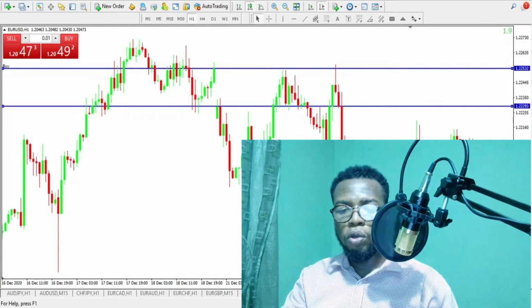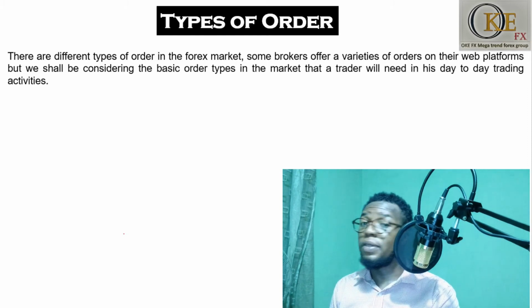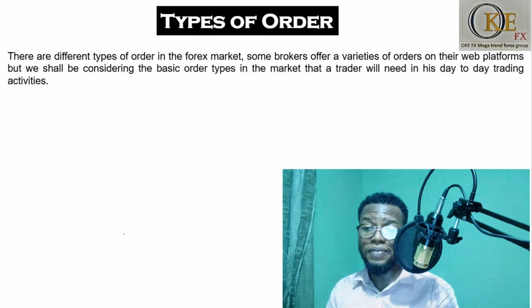So let's continue from where we actually stopped. Types of order. We continue. So there are different types of order in the forex market. Some brokers offer a variety of orders on their web platforms, but we'll be considering the basic ones, the ones you see in your MetaTrader 4 and MetaTrader 5, and mostly the ones you come across in your day-to-day trading transactions or activities. So market order.